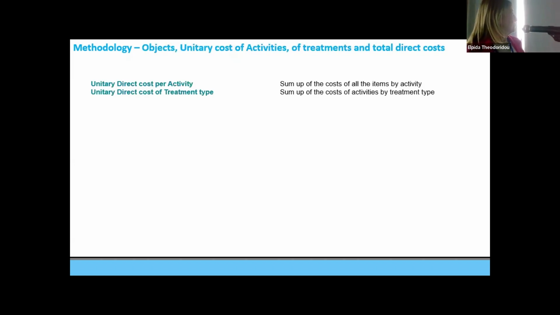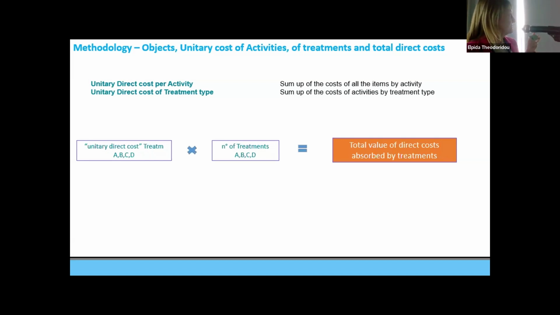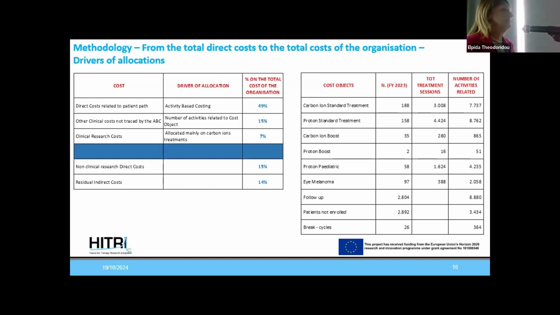So, to resume, the unitary direct cost of an activity is a sum of all the costs of the items that compose that activity, and the unitary direct cost of a treatment type is a sum of the costs of all the activities that compose the treatment type. If you multiply the unitary direct cost for each treatment type by the number of treatments performed in year 2023, we get the total value of the direct cost of our organization in 2023 absorbed directly by the treatments. This amount does not explain all the costs of our organization, but represents only 50% of the costs. And so we had to state some drivers to allocate the remaining costs.